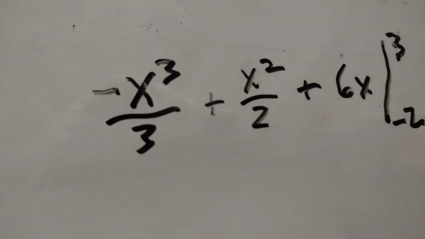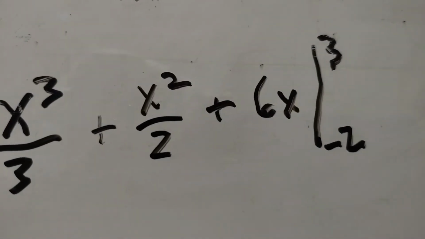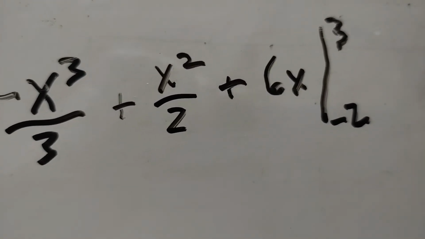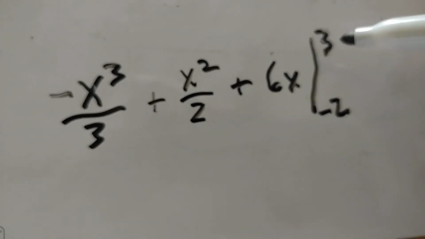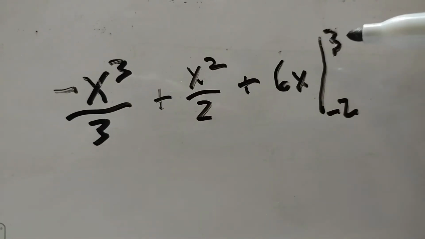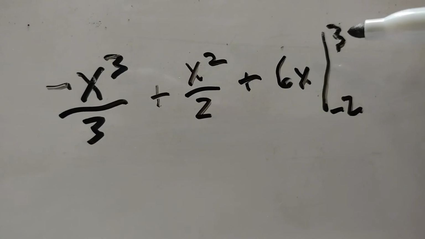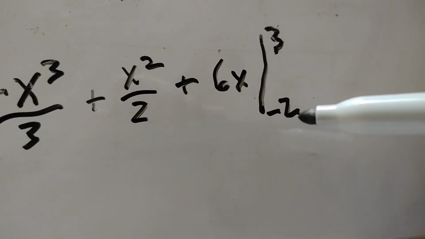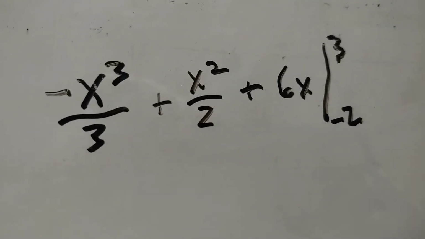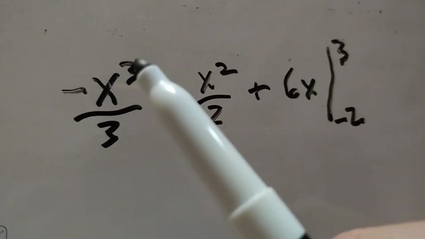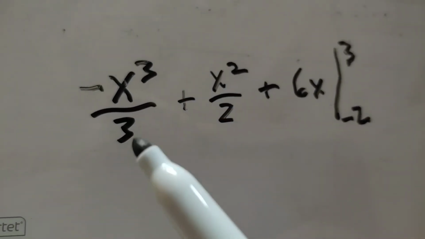All right, so let's do the evaluation. And which number do I input first? You always input the top number first to get that area. So you always evaluate by inputting the top limit of integration first, and then minus, and then you input the lower limit of integration. So let's write, instead of writing negative x cubed, I'm going to write negative 3 cubed over the 3.